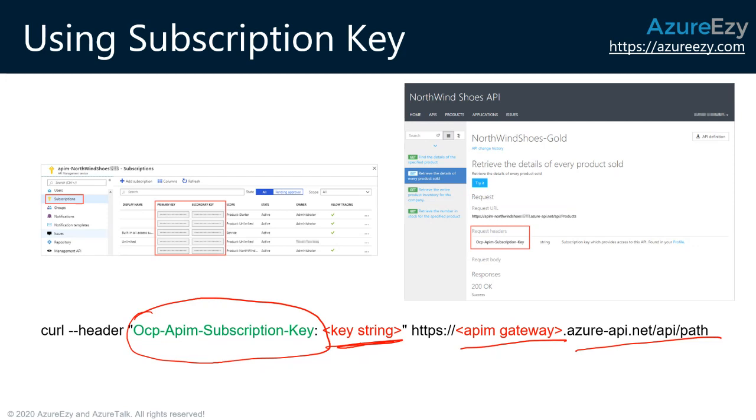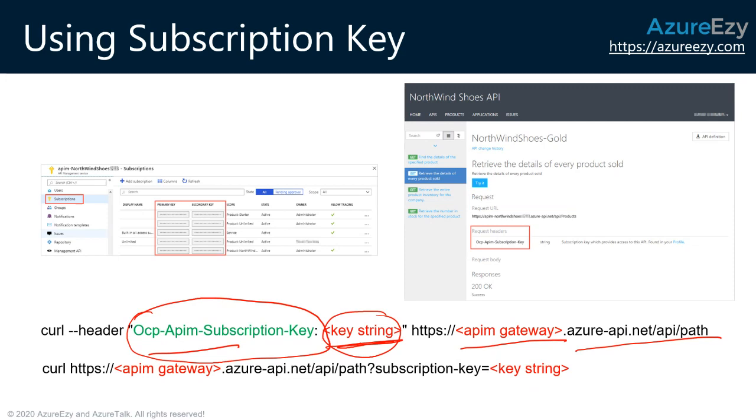But if you missed out on this particular request header or this key string, or the value that you are providing here is not correct, then it will not authenticate, and it won't help you get the information from the backend API. This is one way of getting the information from the API, using the request header.